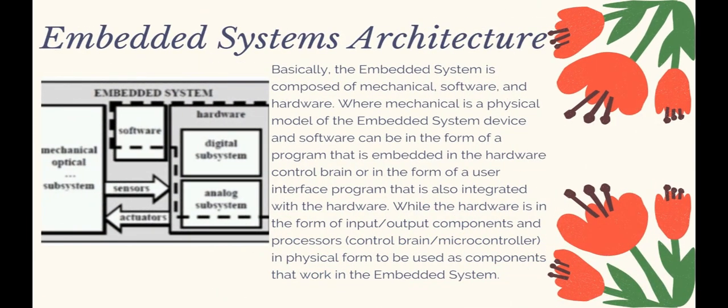Next, embedded system architecture. Basically, an embedded system is composed of mechanical, software, and hardware, where mechanical is the physical model of the embedded system. Software can be in the form of a program that is embedded in the hardware controller or in the form of a user interface program that is also integrated with the hardware, while the hardware is the form of input, output, and processor control brain in a physical form to be used as a component that works in the embedded system.